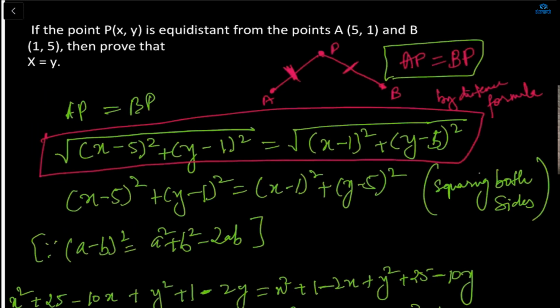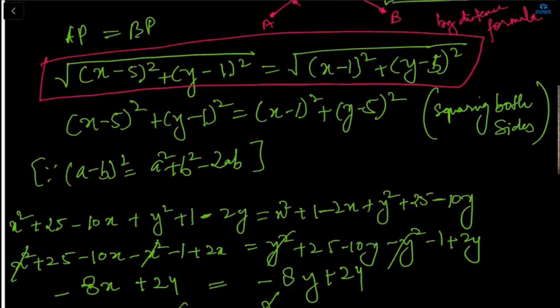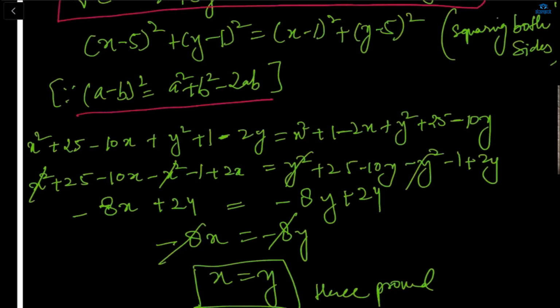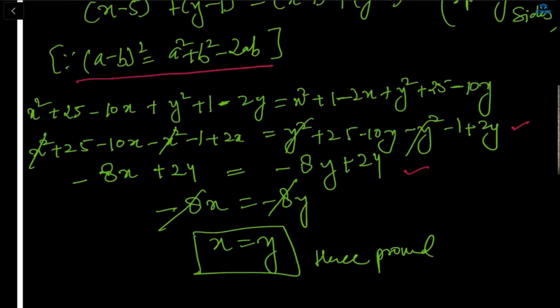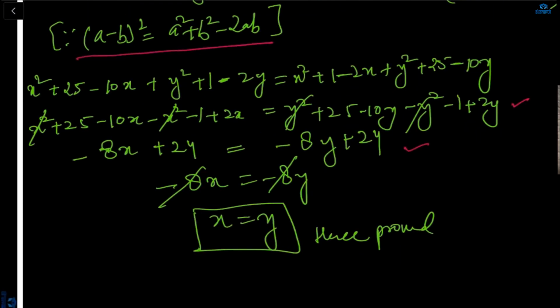Now squaring both sides, we have eliminated the root. Now I have applied the formula (a minus b) whole square everywhere. After this I have expanded, and in this step I have made all the x coefficients on one side and all the y on one side. The constant term you can bring on any one side, x side or y side, LHS or RHS; it will get cancelled because it is the same term. If it is not the same, also bring it on one side, you can subtract or add the constant term. Then we have got minus 8x is equal to minus 8y, which will give you x is equal to y.